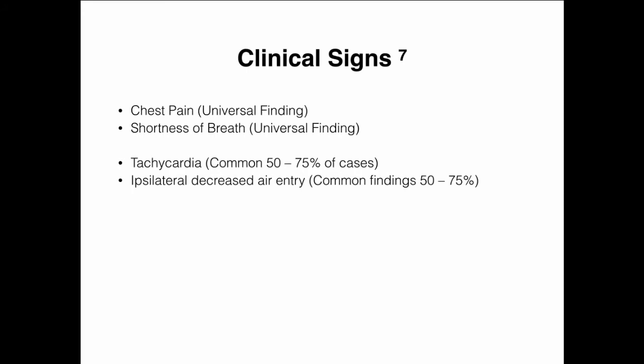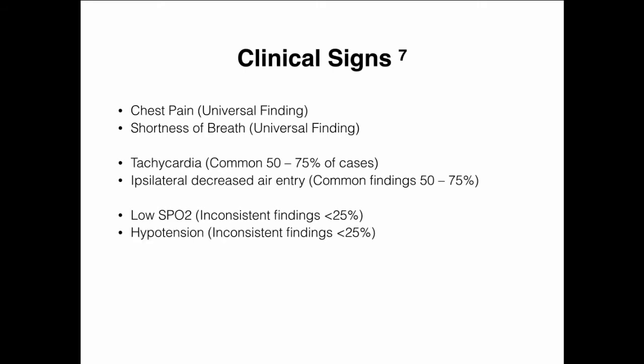Then moving down, but less frequent, is low SpO2. When we start talking about these signs and symptoms now, we get quite into the realms of low frequency, less than 25% for low SpO2. I remember when I first read this paper, it was low SpO2, and I thought, oh, I'd expected to see that more. Hypertension, again an inconsistent finding: in less than 25% of patients will it affect the blood pressure. And when you think how a tension pneumothorax works and the pressure it causes, we probably expect to see that more often.